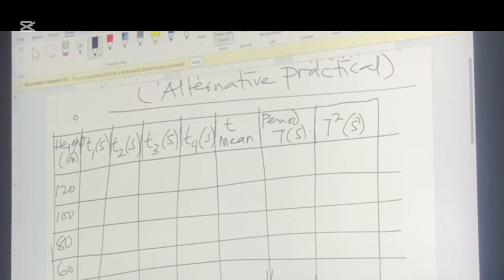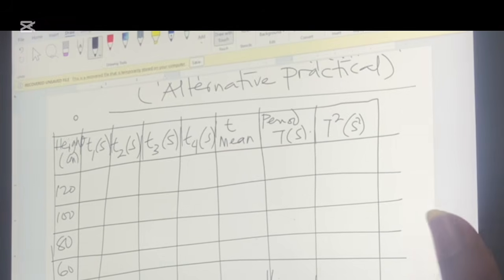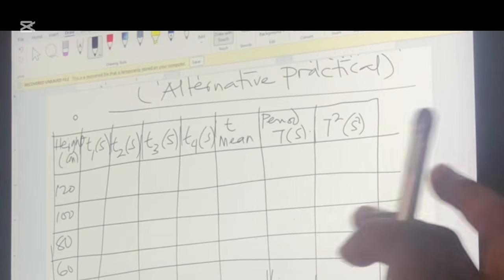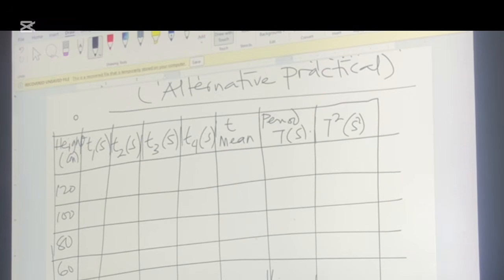Please, I'm sorry for how the table looks. It's a kind of stylus pen, so it's not going to be as neat as you expected.